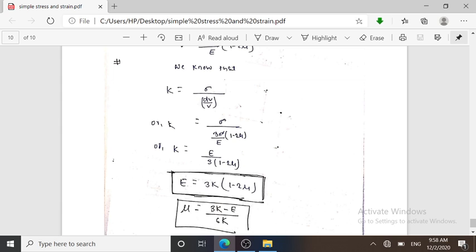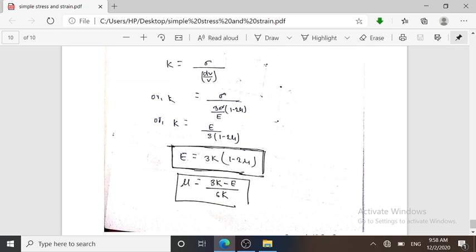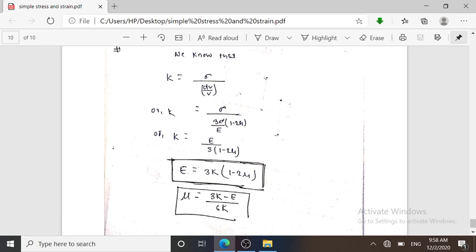Remember, in multiple choice questions there are certain types of numericals or direct formulas that may be given, asking what is the relation between Young's modulus and bulk modulus. Then Young's modulus E equals 3 times bulk modulus into 1 minus 2 mu. Or if you need to find the Poisson's ratio, then mu is equal to (3K minus E) by 6K. So in this lecture we studied simple stress and strain, types of stress, types of strain, and the relation between Young's modulus and bulk modulus.